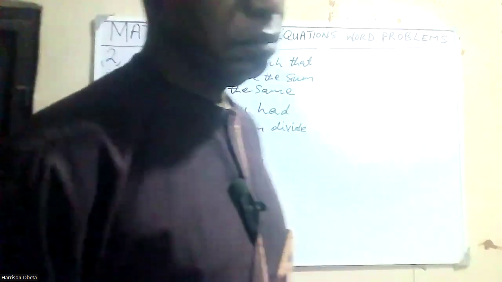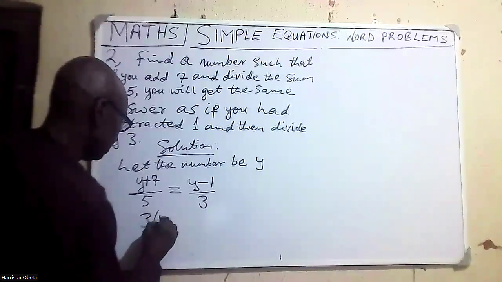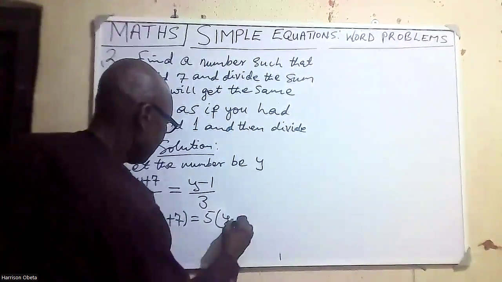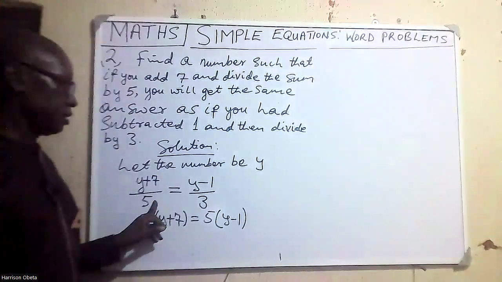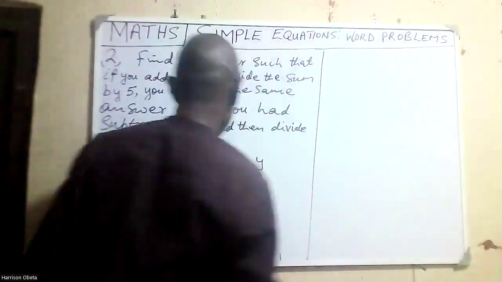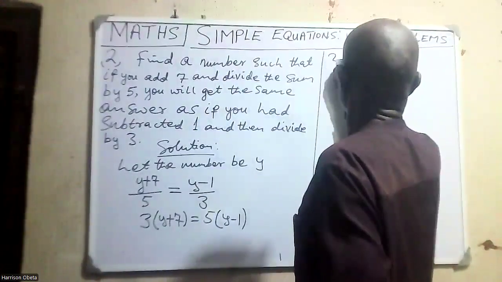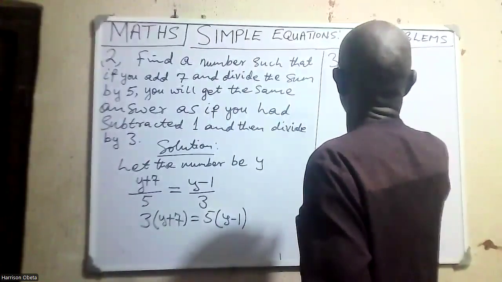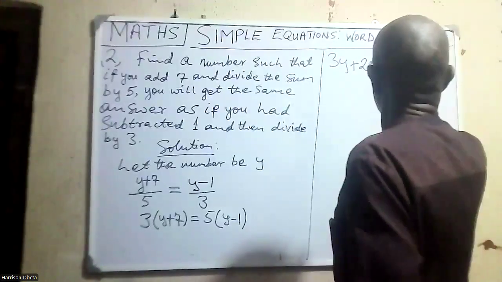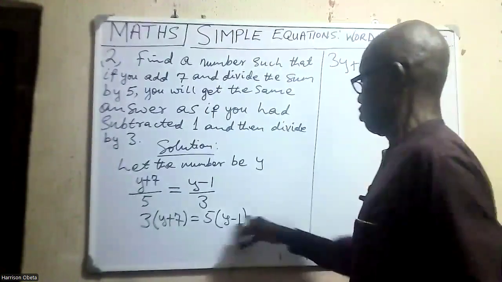So in this case now, we have to cross multiply. And cross multiplying, you have 3 brackets y plus 7 is equal to 5 brackets y minus 1. That is this times this and this times this. Now, crossing over to this side, you open the bracket in each case, and that will give us 3y plus 21, 3 times y, 3 times 7, is equal to 5y minus 5.